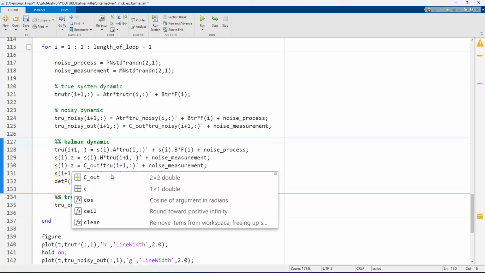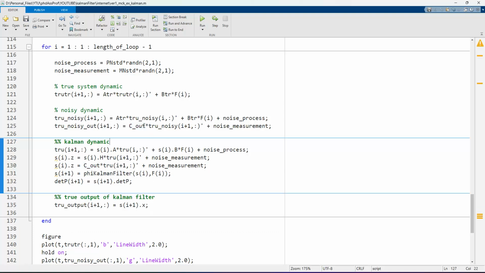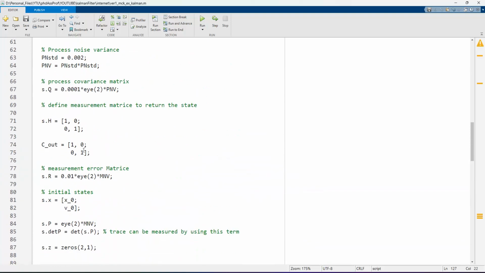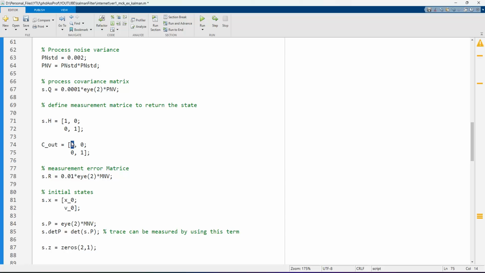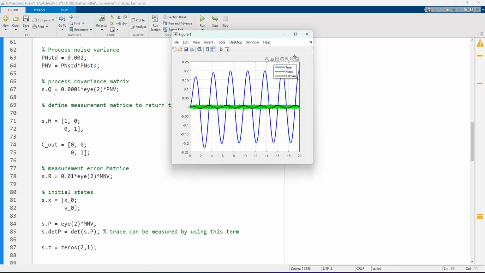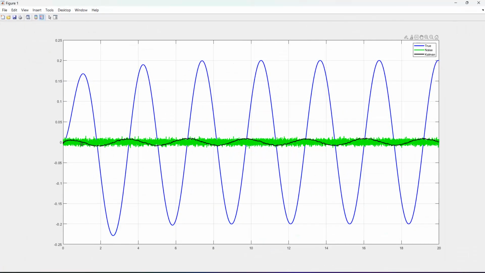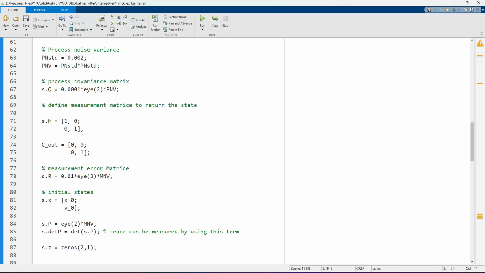The Cout can be assigned just like the true noise output. If I choose the 0 values in here, the response changes. And if I choose the 1 and 0 values for the position values, see that the signal behaves like this one, right? This is the Kalman filter implementation of the signals, because we don't have any position values in here.